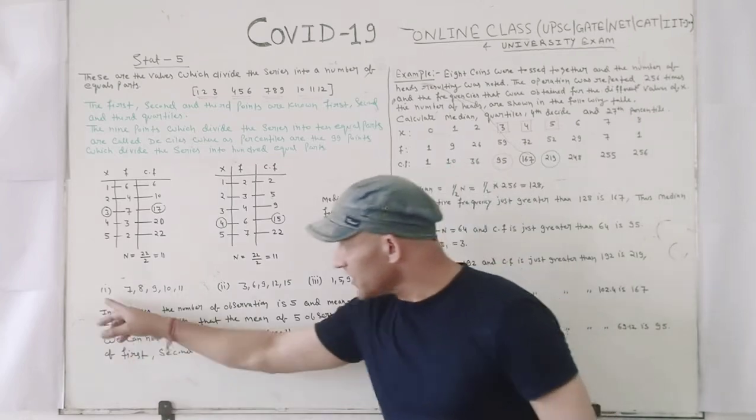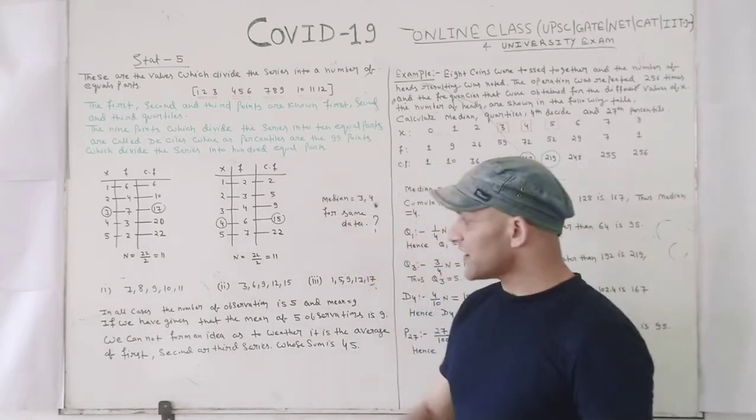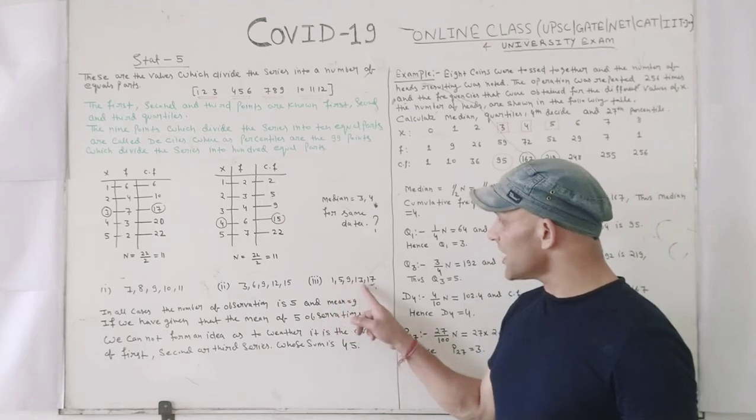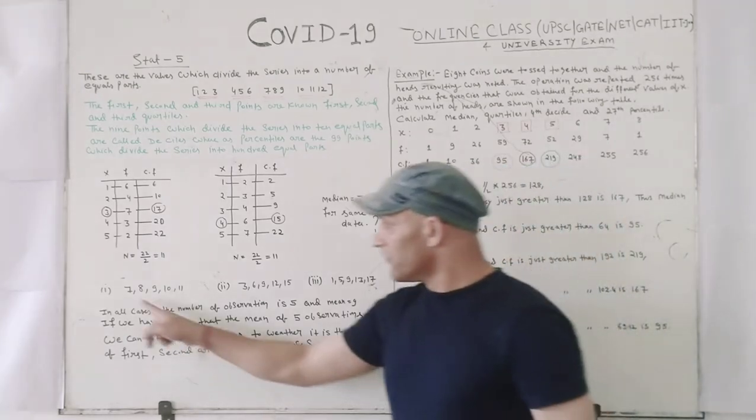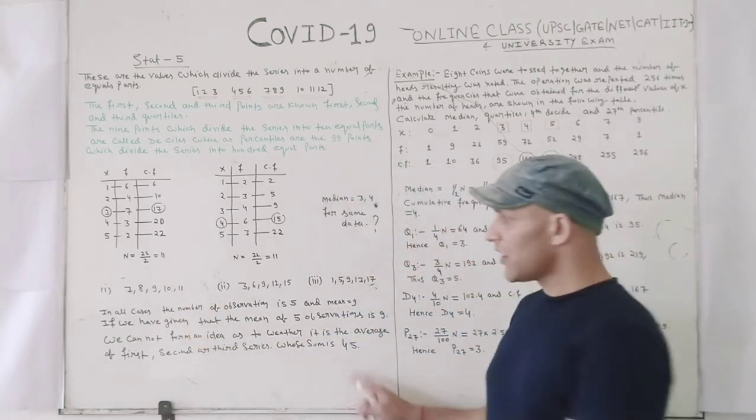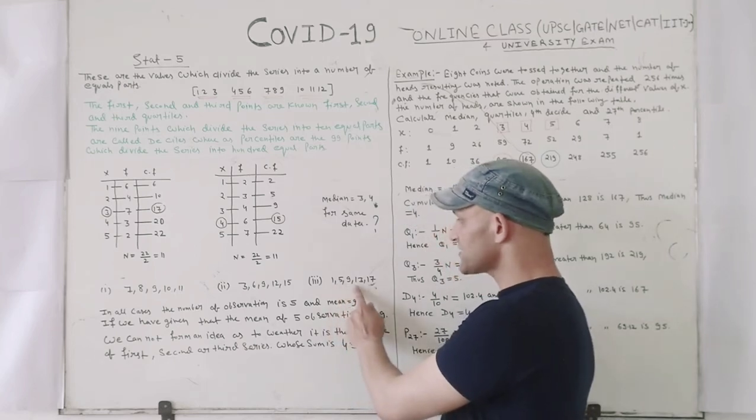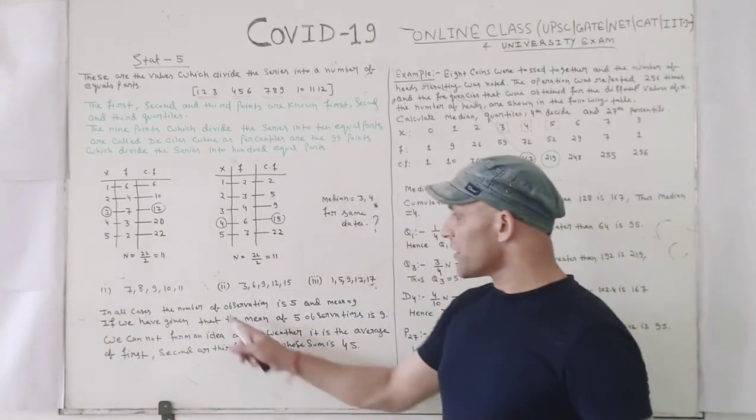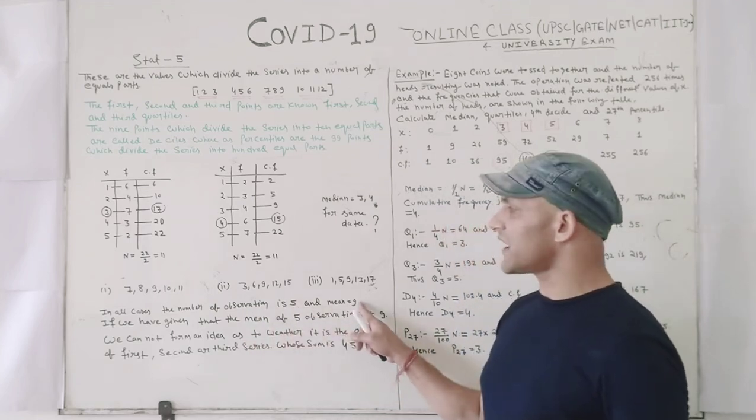The second example: first we have 7, 8, 9, 10, 11, the second is 3, 6, 9, 12, 15 and the third is 1, 5, 9, 13, 17. These are the three data sets. If you add all the data, 7 plus 8 plus 9 plus 10 plus 11 is 45. Also 3 plus 6 plus 9 plus 12 plus 15 is 45, and 1 plus 5 plus 9 plus 13 plus 17 is also 45. In all the cases the number of observations is 5 and the mean is 9.